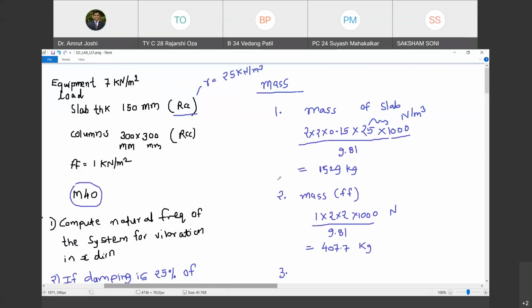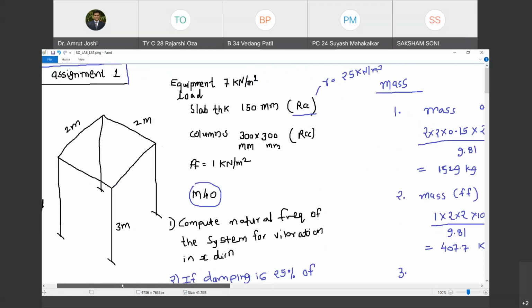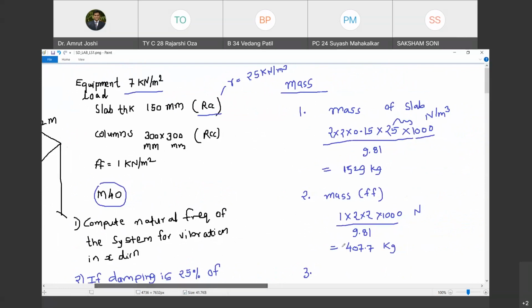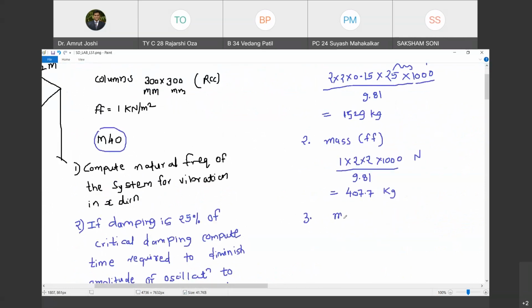In addition to these masses, this slab also has an equipment load. So equipment has been kept on this slab. So what is the mass corresponding to that equipment? Its intensity is 7 kilonewton per meter square. So mass corresponding to equipment. Let us calculate that. Equipment.